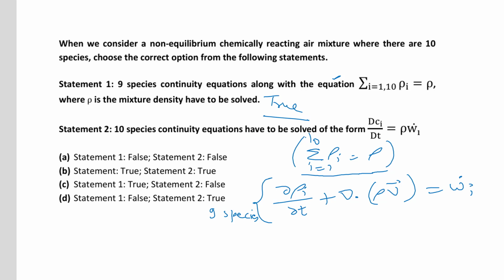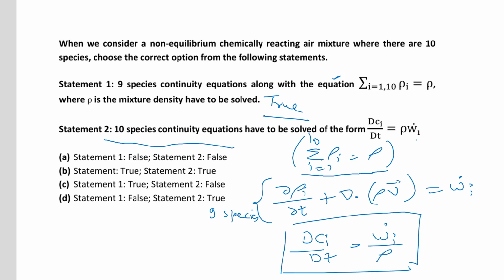Statement 2 says 10 species continuity equations have to be solved of the form dci upon dt equal to rho wi dot. First thing, which I already told, is that we don't solve 10 species continuity equations. We use one constraint, sigma i equal to 1 to 10, rho i equal to rho. And second thing is that the correct form of the equation is dci upon dt equal to wi dot upon rho. And this form itself is wrong, that's why this statement will be false. So the correct option will be option C, which says statement 1 true and statement 2 false.